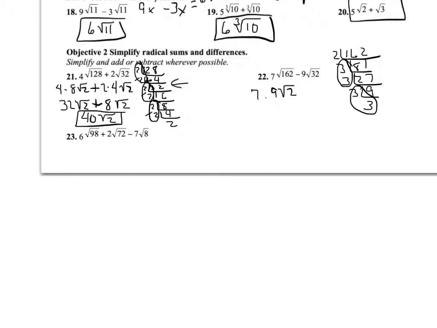So 7 times 9, square roots of 2, minus 9 times, now there's my 32. I used it over here. Remember, that was 4 that came out. Square root of 2 was left behind. So I've already simplified it once. I don't have to simplify it again. I can reuse my work. This will give me 63 square roots of 2 minus 9 times 4 is 36 square roots of 2. And if I combine those correctly, I should get 27 square roots of 2.